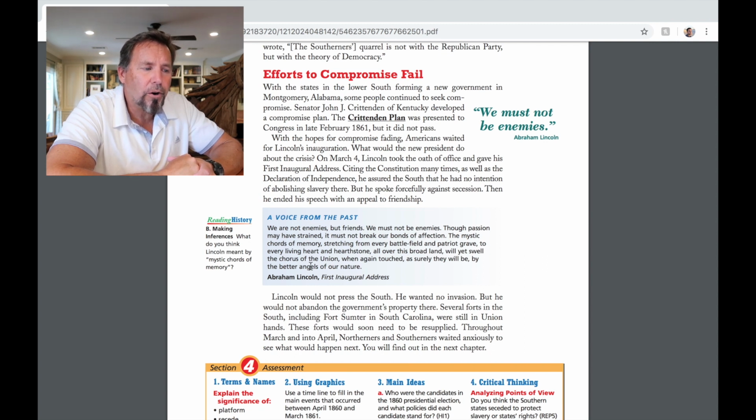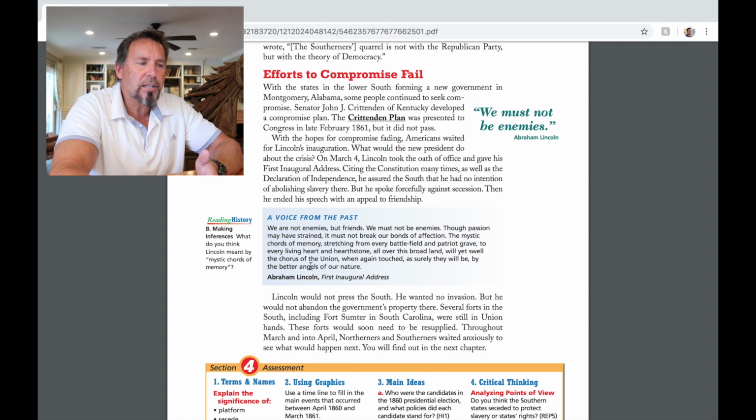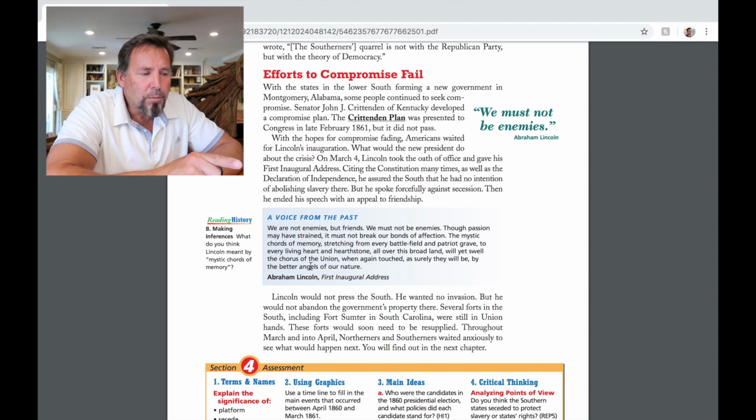It goes on in the speech, "The mystic cords of memory, stretching from every battlefield and patriot grave to every living heart and hearthstone all over this broad land, will yet swell the chorus of the Union when again touched, as surely they will be by the better angels of our nature." So he's appealing to the Southerners with the history, saying, hey, we have a history of being together. We have a history of being a country. Don't break this apart. Although one part it doesn't say in the inaugural address in your book, he does address the prospect of civil war.